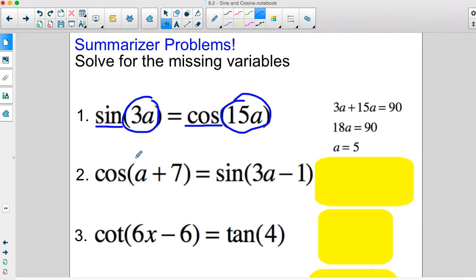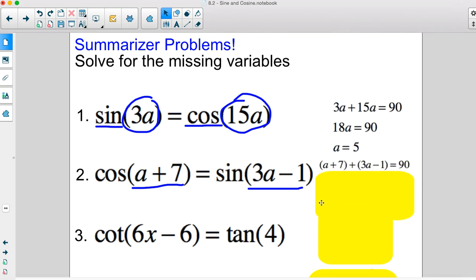So same thing here, right? We have cosine of a plus 7 is sine of 3a minus 1. What does that mean about these two angles? They will have to add up to 90. So a plus 7 plus 3a minus 1 is going to equal 90. Combine your like terms and you'll get your answer, right?